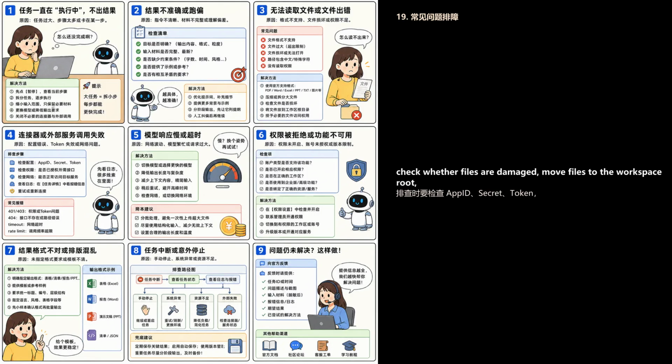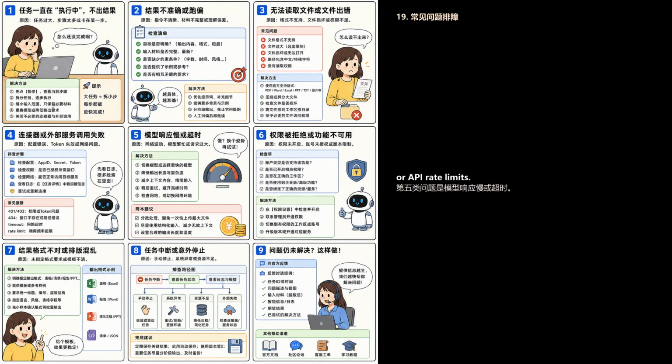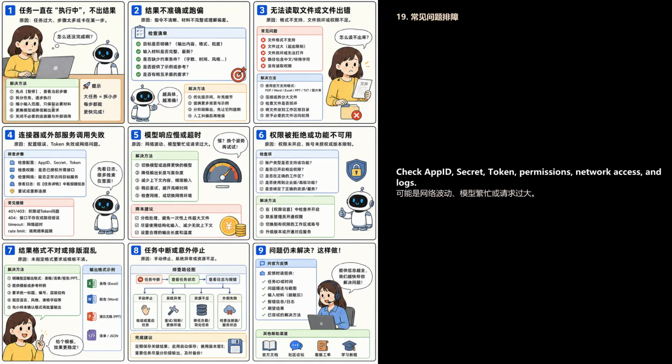The fourth problem type is connector or external service failure. It may be caused by configuration errors, expired tokens, network problems, or API rate limits. Check API ID, secret, token, permissions, network access, and logs. Common errors include 401, 403, 404, timeout, and rate limit.